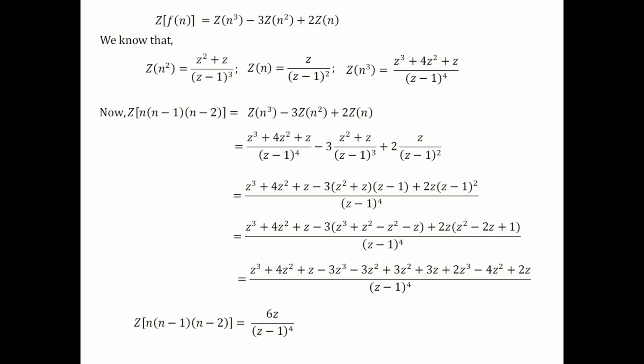Now grouping all those things, z cube term first. So minus 3z cube plus 2z cube plus z cube. So 3z cube minus 3z cube get cancelled. Next z square term, 4z square minus 4z square get cancelled. Then 3z square, then minus 3z square get cancelled. Then z term, plus z plus 4z. So plus 3z, right? Z plus 3z, 4z, then plus 2z, 6z. So numerator 6z by z minus 1 whole power 4, right?